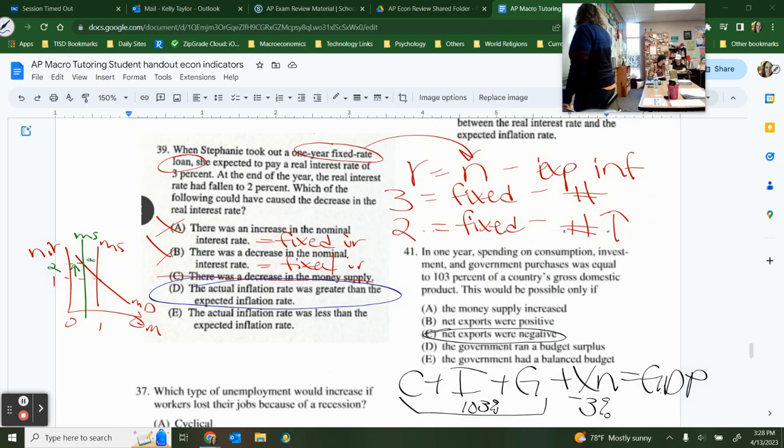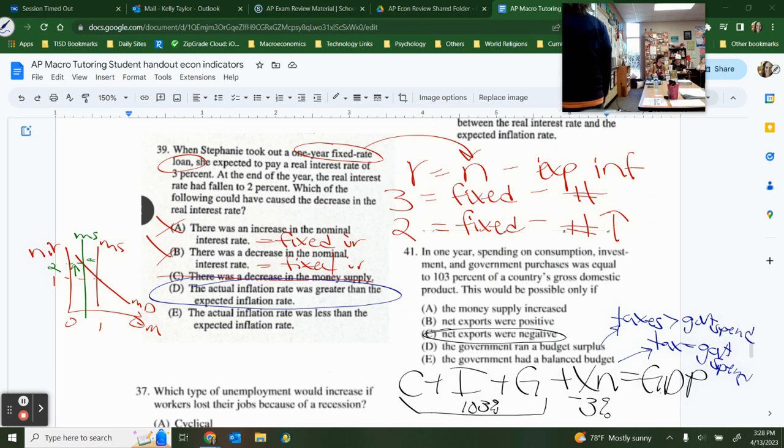Hey, let's talk about what a balanced budget is really quick. What is a balanced budget? Taxes equal government spending. What's a surplus? Taxes are greater than government spending. A deficit is just the opposite. Taxes are less than government spending.